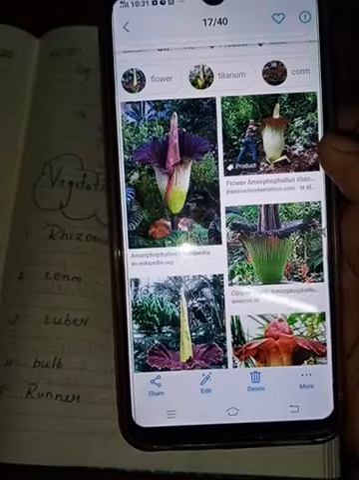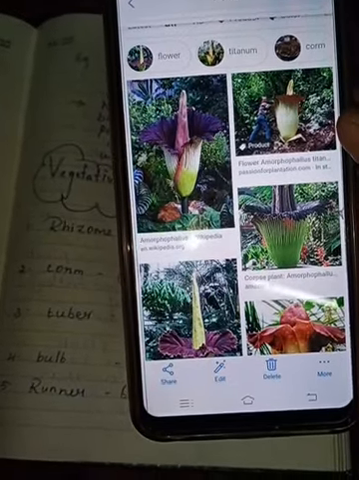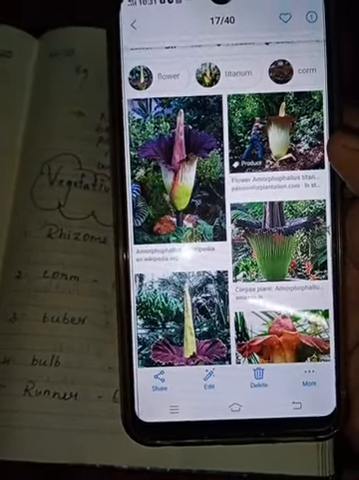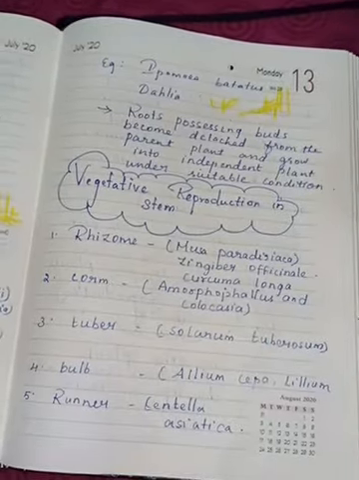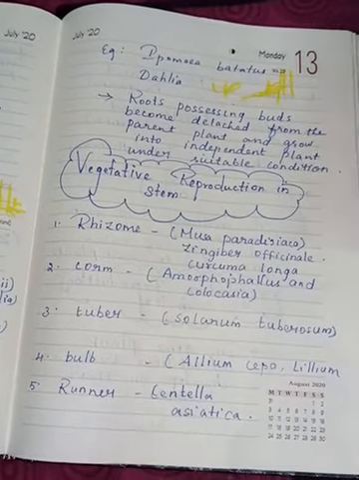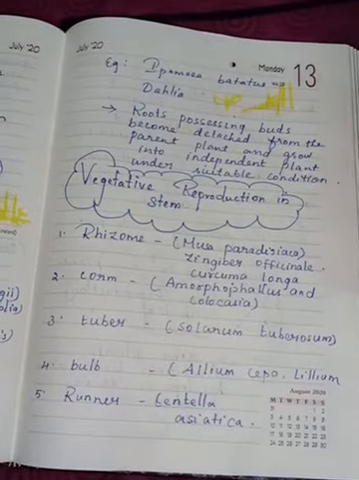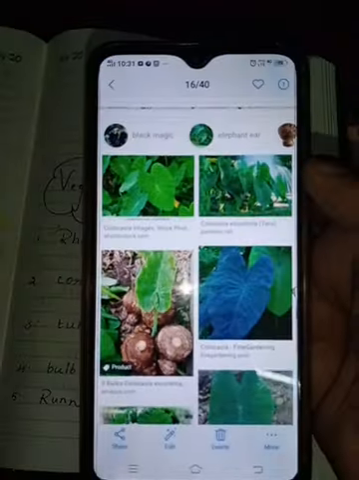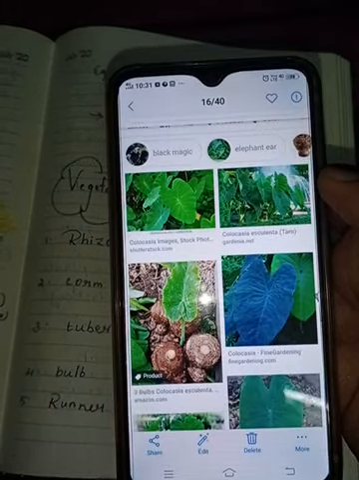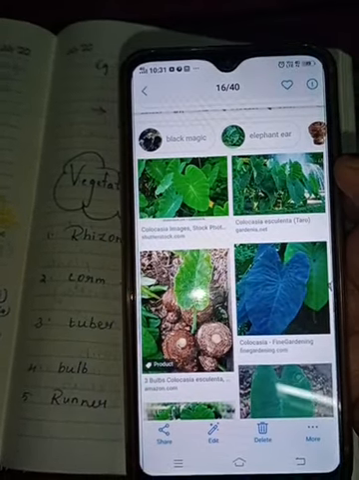Next is Amorphophallus. I want to tell about Amorphophallus. It's the biggest flower, the world's biggest flower. Next, Colocasia. What does Colocasia mean? Colocasia means chena kizhangu, which we use in daily life.